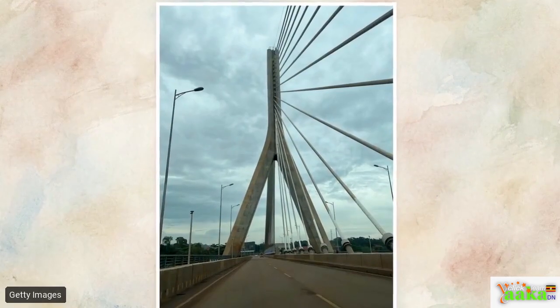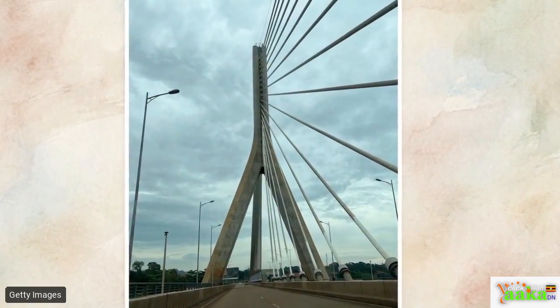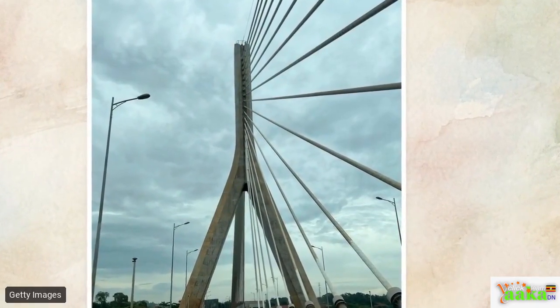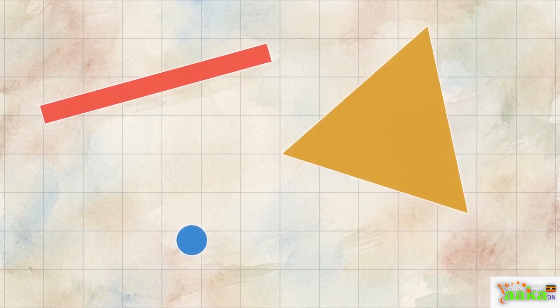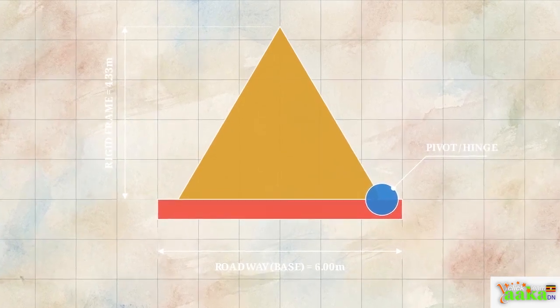Recognizing these underlying polygons is exactly how an engineer approaches a massive structure like this cable-stayed bridge. They look at the massive supports and break them down into basic, manageable shapes to calculate stability. Everything we build is an intentional combination of these simple shapes. By understanding how they work, you are learning the foundation of technology and design.